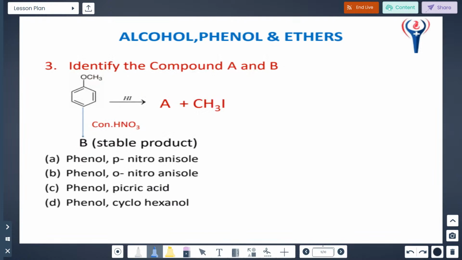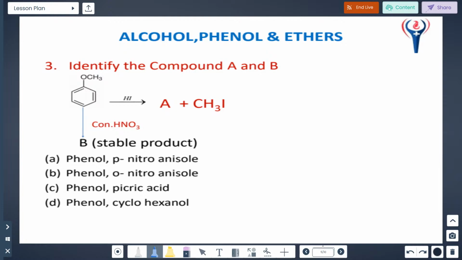Identify the compounds A and B. They are given anisole, no? This is called anisole. It reacts with HI to form A plus CH3I. Again, the same anisole reacts with concentrated nitric acid to form B. They are asking to find only the stable product.